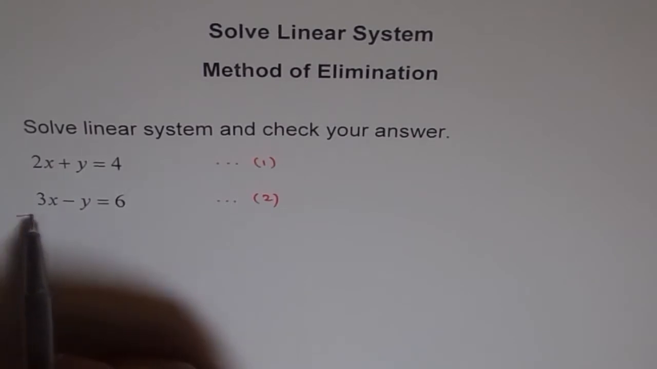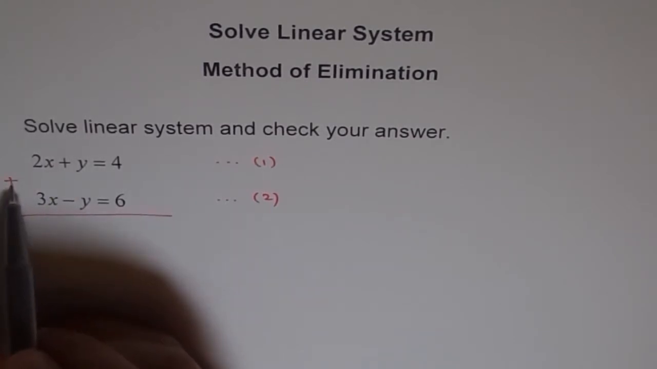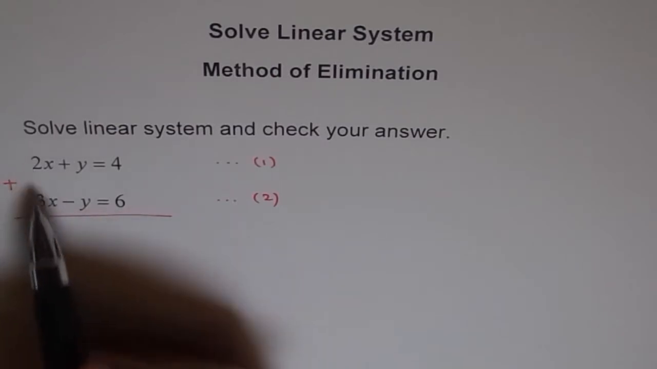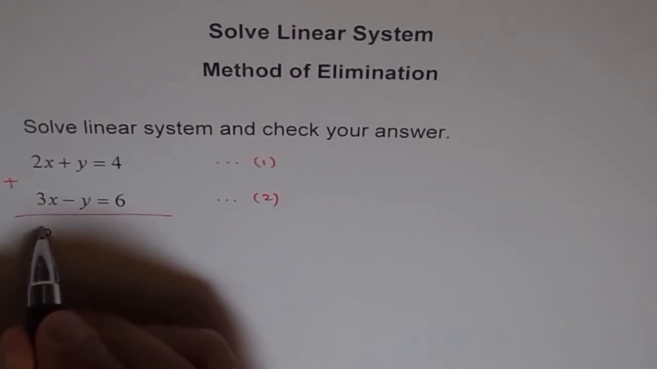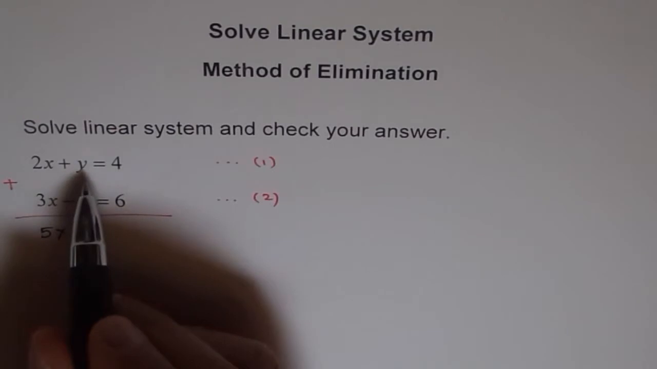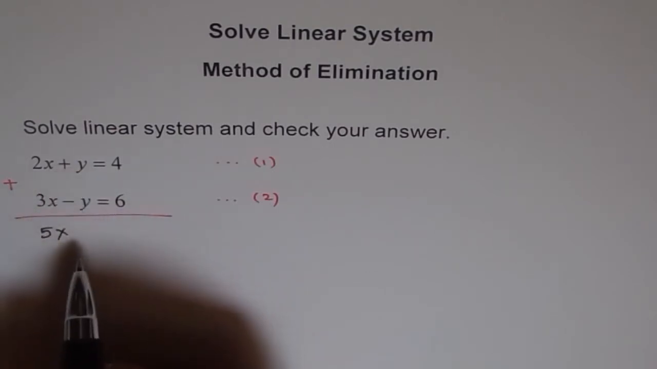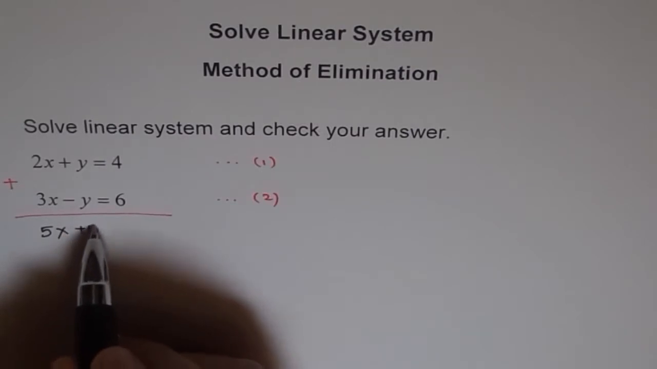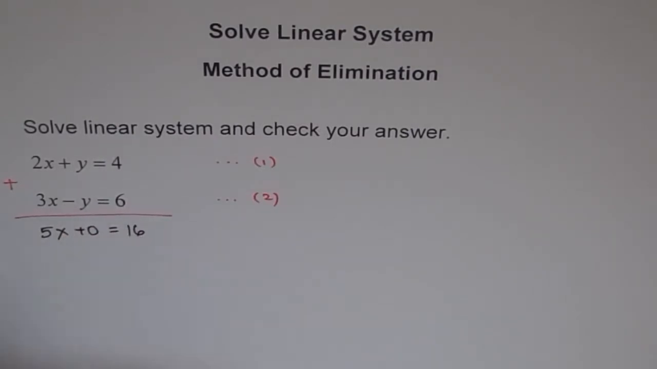Think like this. Let's say we add them. Then what will happen? If you add them, you get 2x plus 3x as 5x, and y plus minus y as 0, right? So we have 0 here. Let me write 0. And we get 10, correct? So by doing so, we eliminated y and we got x.